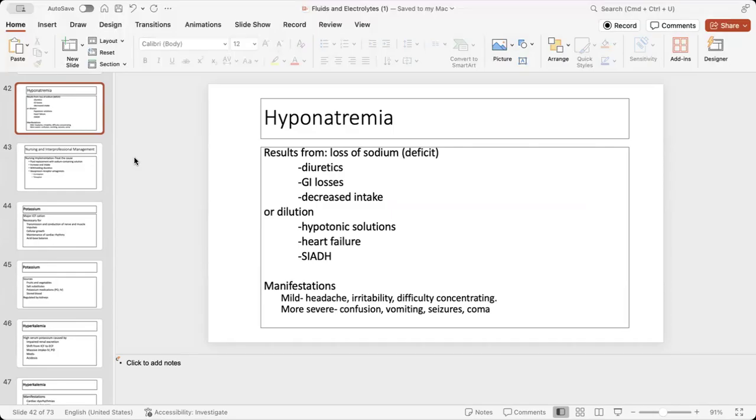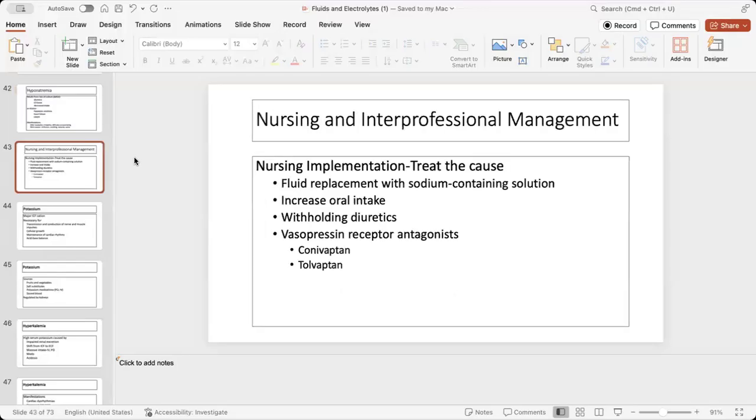What if I'm giving a hypotonic solution? What does hypotonic do? Where does the fluid shift? Pulls fluid into the cells, right? Makes them big. Strain on the brain.